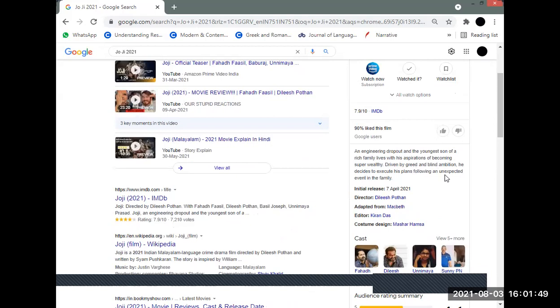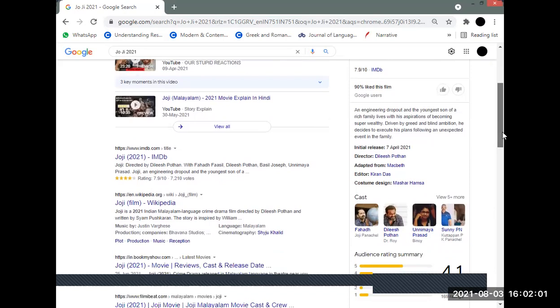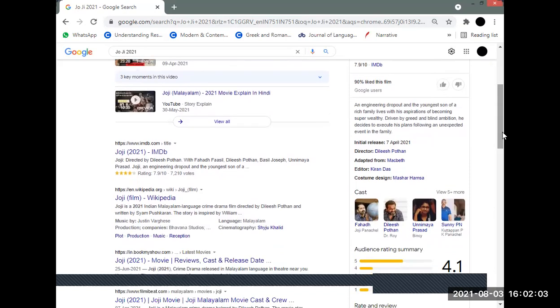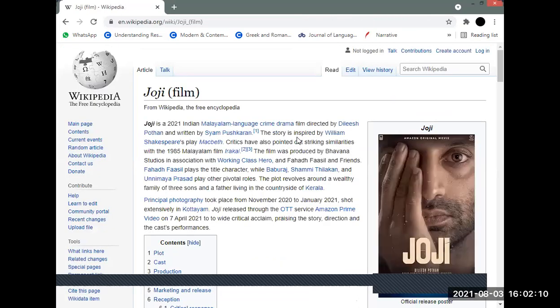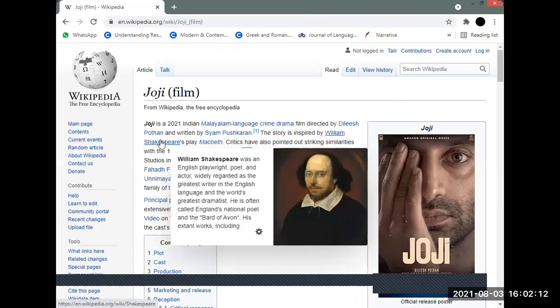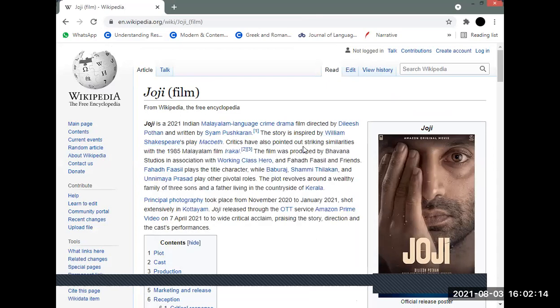If you are not able to see it, pinch in on the screen and you will see it. Driven by greed and blind ambition, he decides to execute his plans following an unexpected event in the family, which is maybe again that his mother marries his uncle. It's an Indian Malayalam language crime drama, directed by Dileesh Pothan, written by Syam Pushkaran.